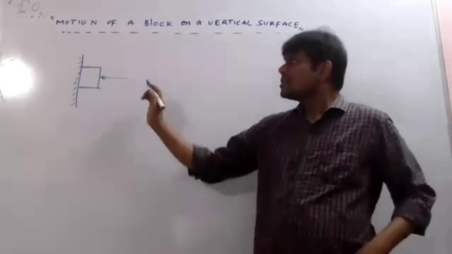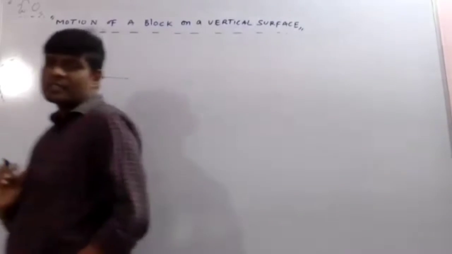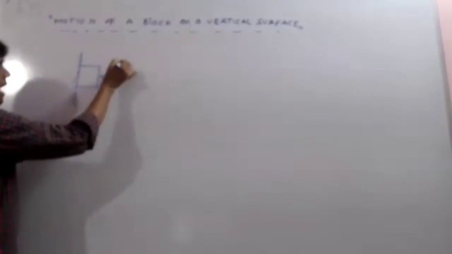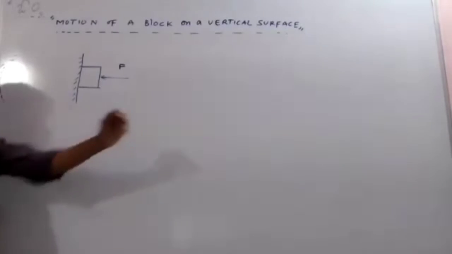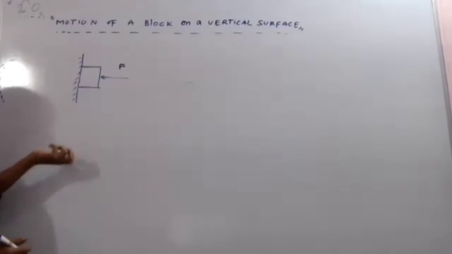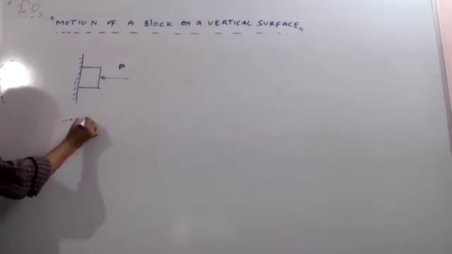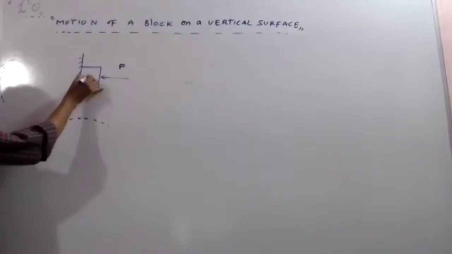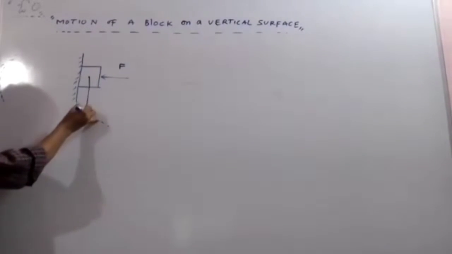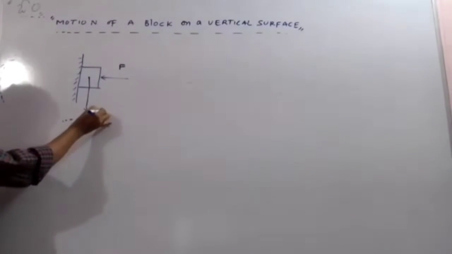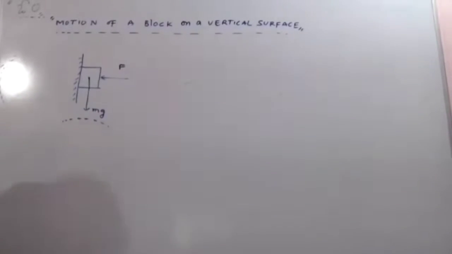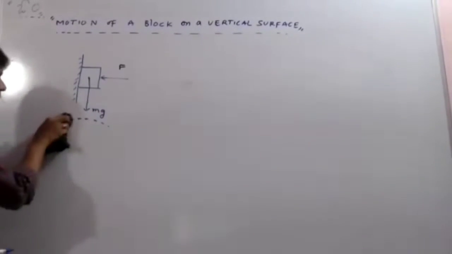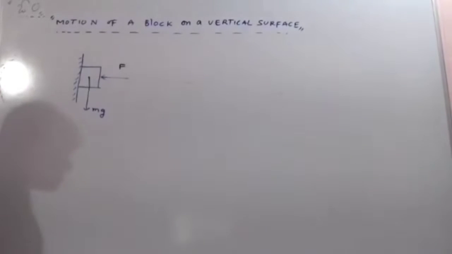Suppose I am applying a force F on the block. Which tries to move the body? Under this, there is gravity, isn't it? So the gravity tries to move the body. Can you understand? The gravity is trying to move the body in the downward direction.